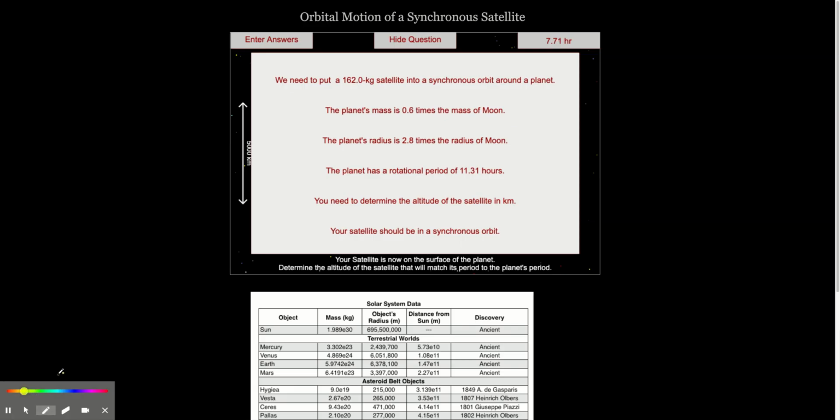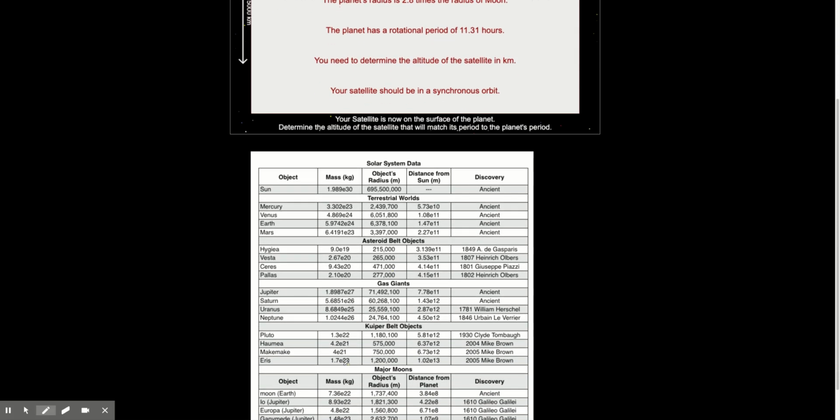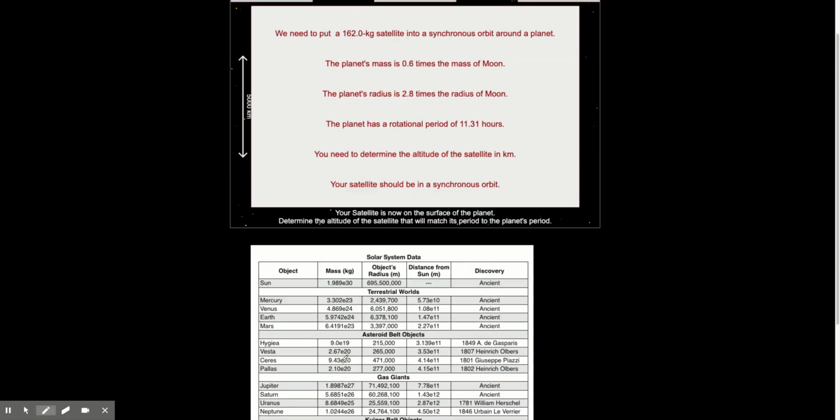The first is going to be the mass of the satellite, so we'll call that little m. That's going to be 162 kilograms. The planet's mass is 0.6 times the mass of the moon. So the mass of the moon down here is going to be 7.36 times 10 to the 22nd.